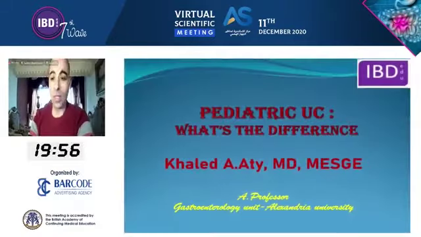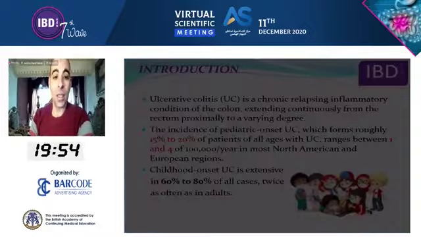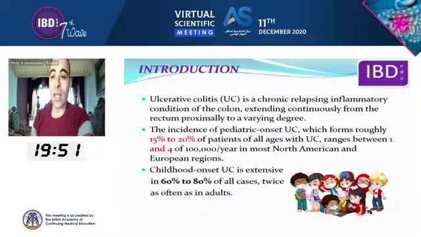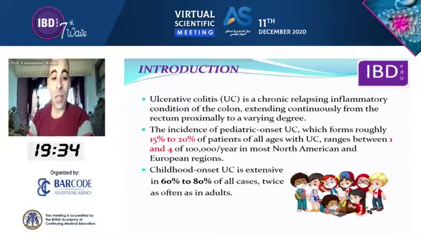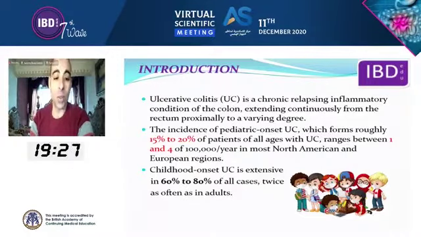Bismillah ar-Rahman ar-Rahim. Today we will talk about pediatric UC. At first, as we know, ulcerative colitis is a chronic relapsing inflammatory condition of the colon extending proximally from the rectum. Pediatric UC forms roughly 15 to 20% of all patients with UC, with an incidence ranging between 1 to 4 per 100,000 per year in most North American and European regions. Childhood onset UC is extensive in about 60 to 80% of all cases, which is twice as in adults.